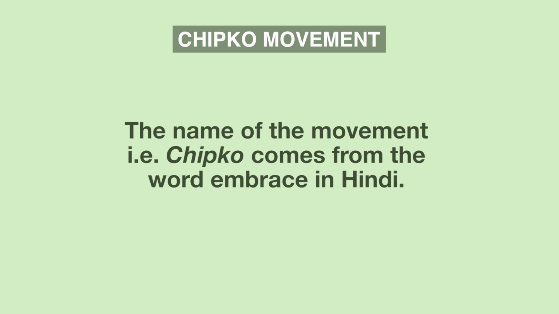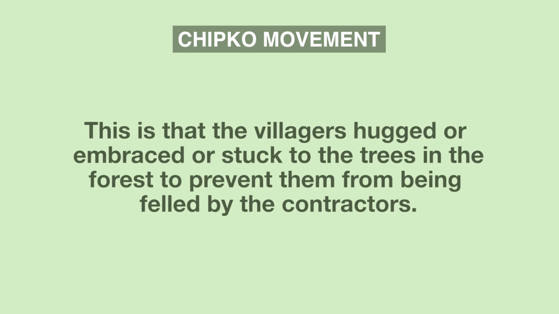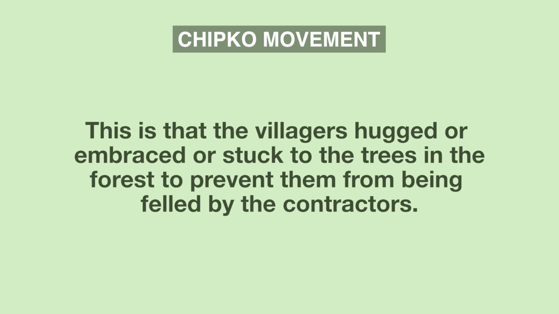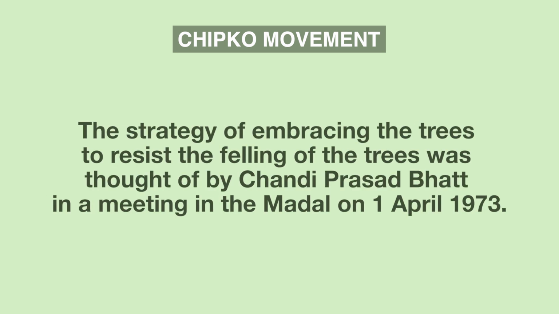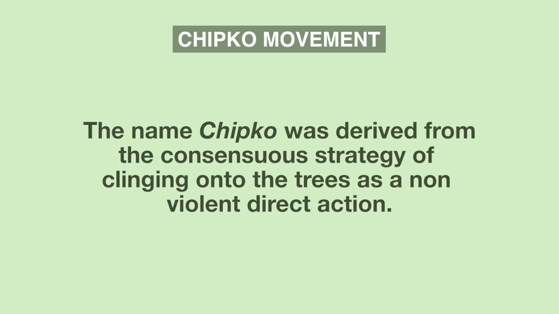The name of the movement, Chipko, comes from the Hindi word for embrace. It is said that the villagers hugged or stuck to the trees in the forest to prevent them from being felled by the contractors. The strategy of embracing the trees to resist their felling was thought of by Chandi Prasad Bhatt in a meeting in Mandal on April 1, 1973. The name Chipko was derived from the consensual strategy of clinging onto the trees as a non-violent, direct action.